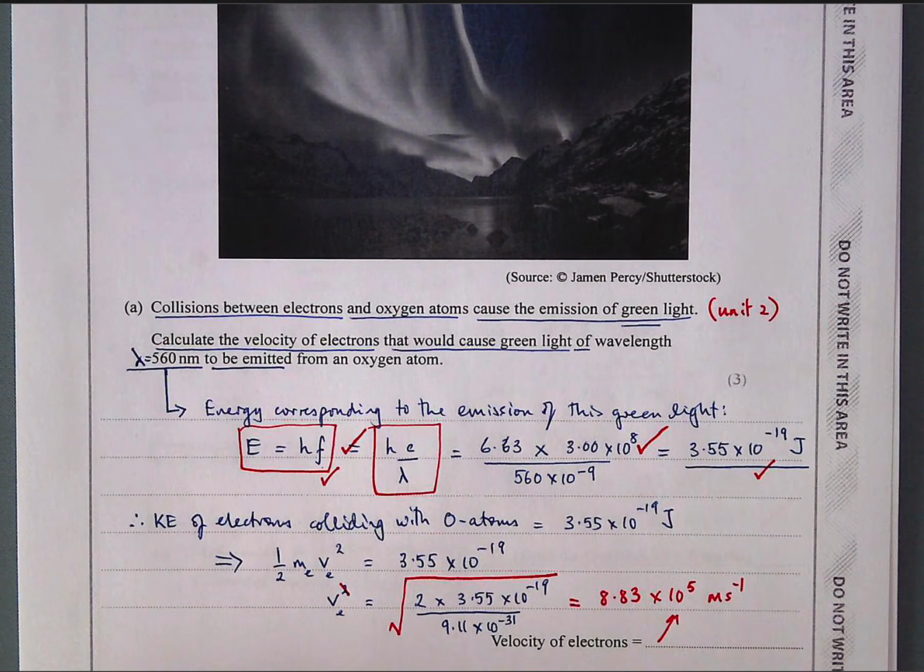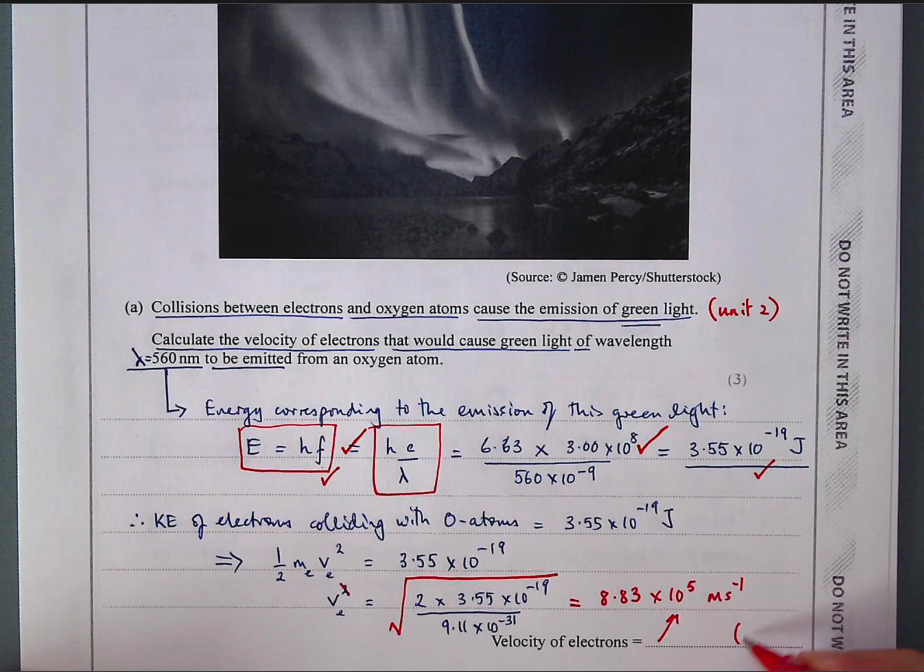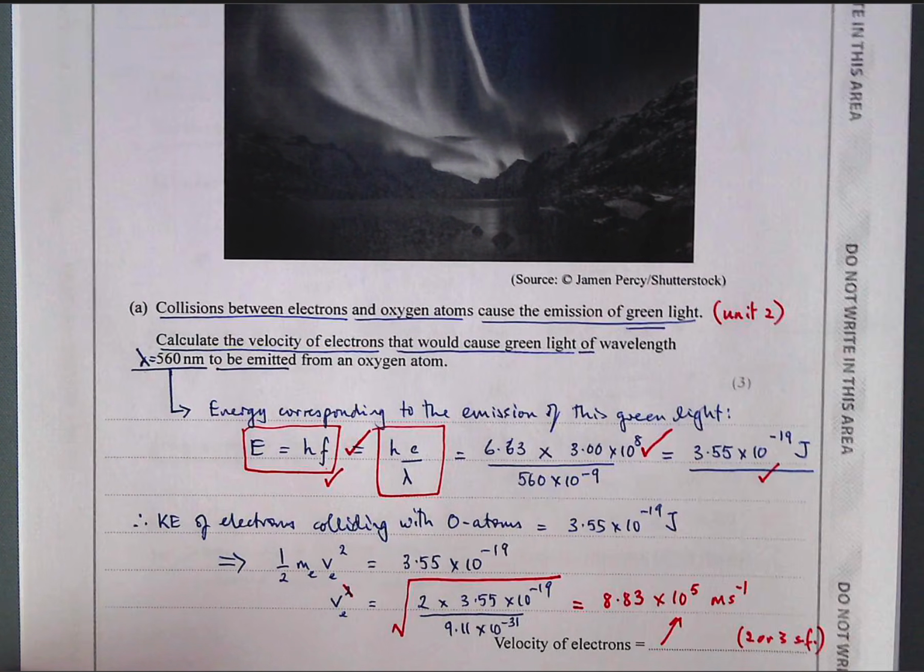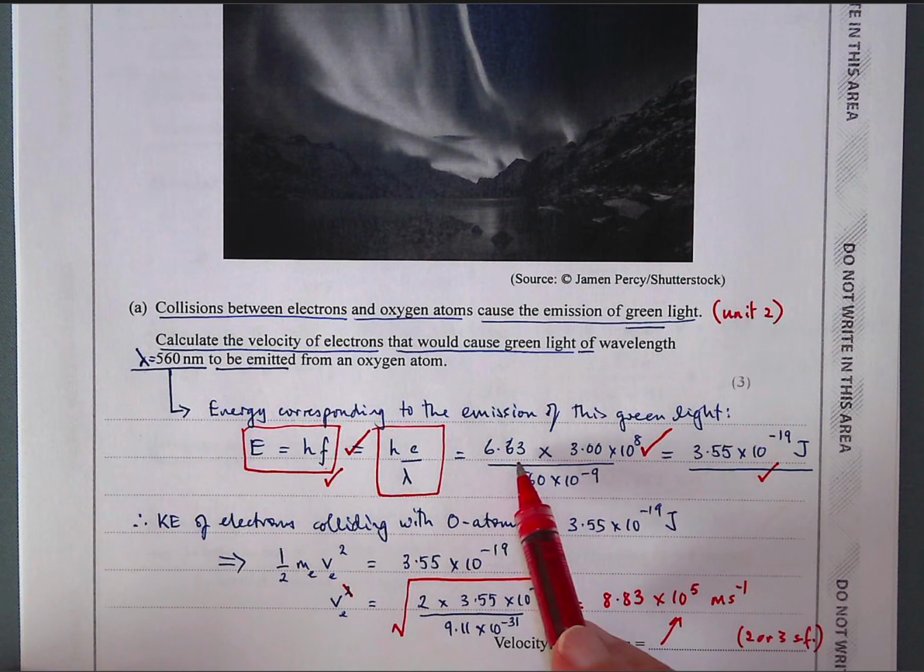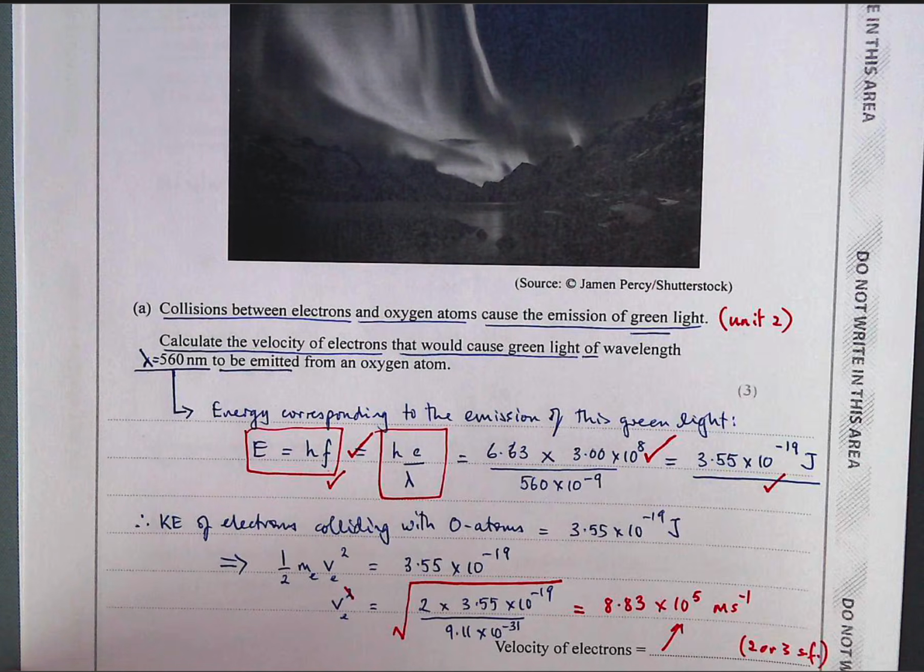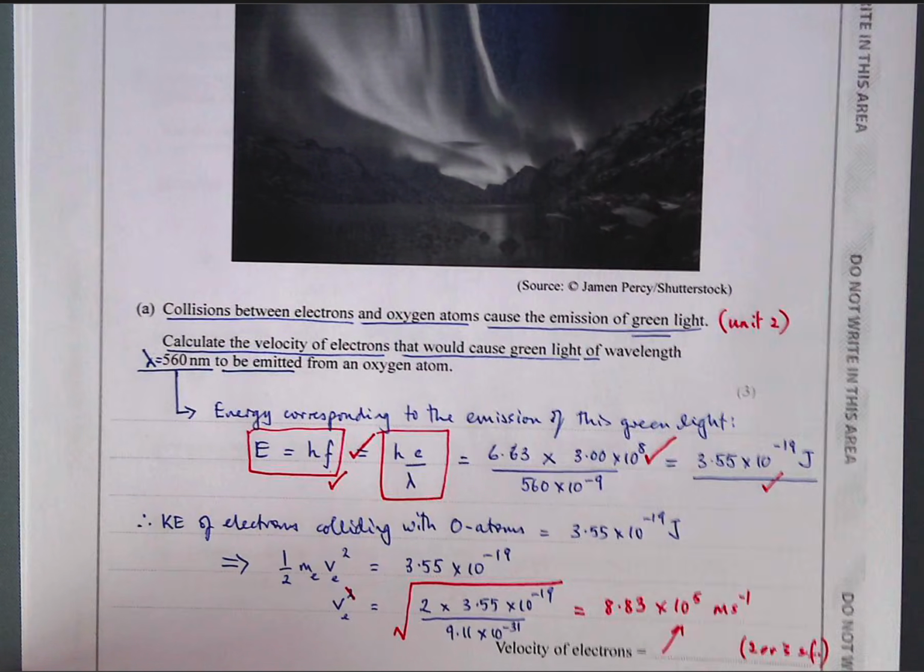Let's see what the examiners have done. They've put it down to 2. So 2 or 3 significant figures would be my suggestion, because here you've got 3, here you've got 3, here you've got 2, so 2 could possibly be the correct way of doing it.